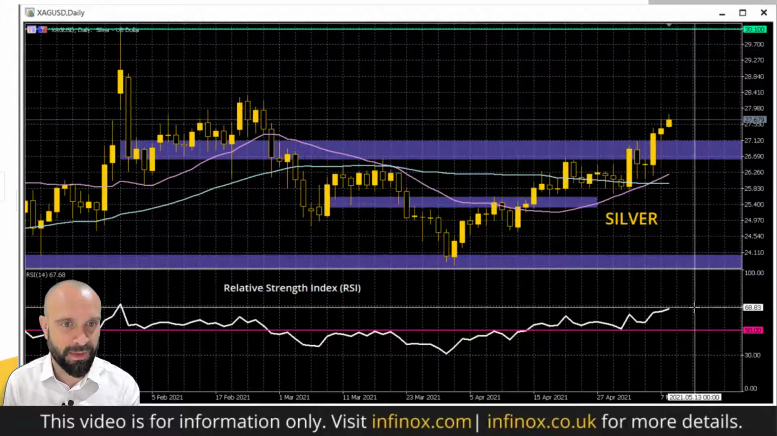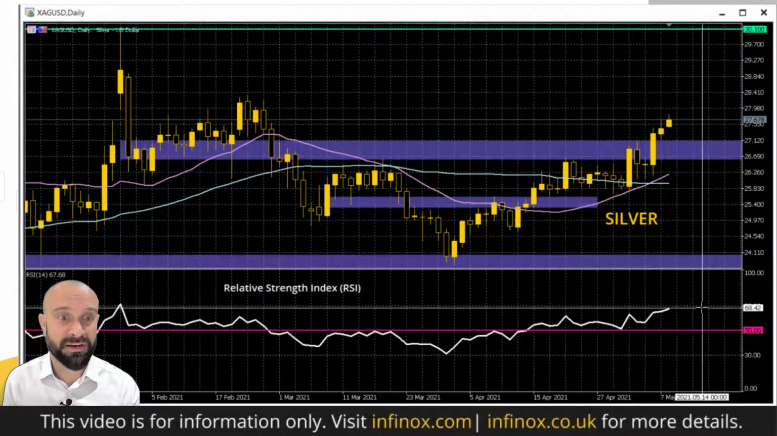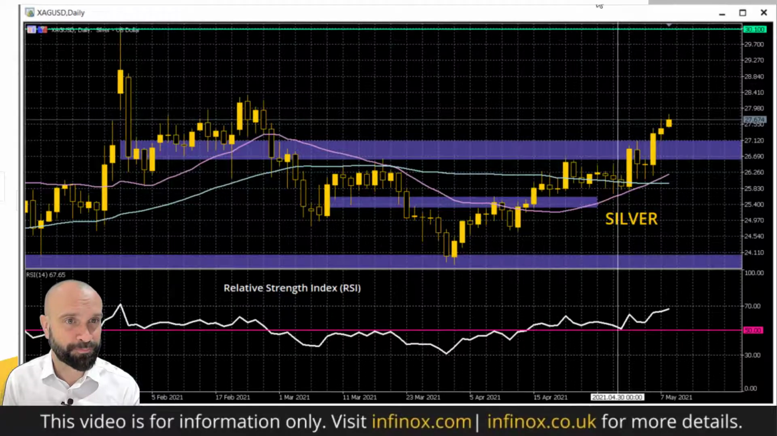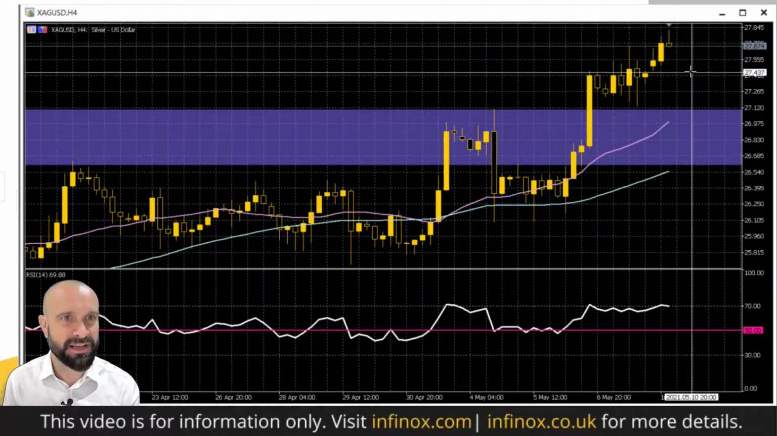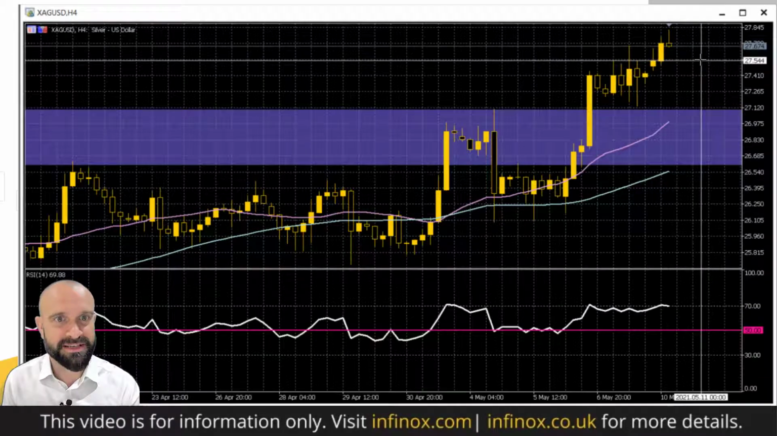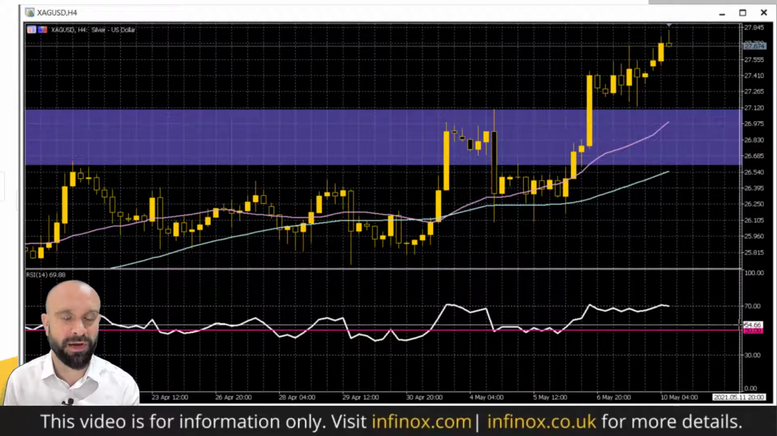We've got strength through the momentum. RSI on the daily chart, very strong, but also with upside potential as well still. Looking on the 4-hour chart, you can see it's a little bit stretched, but any sort of near-term pullbacks into 27.45, 27.10 area, I think is a basis of support to buy now.